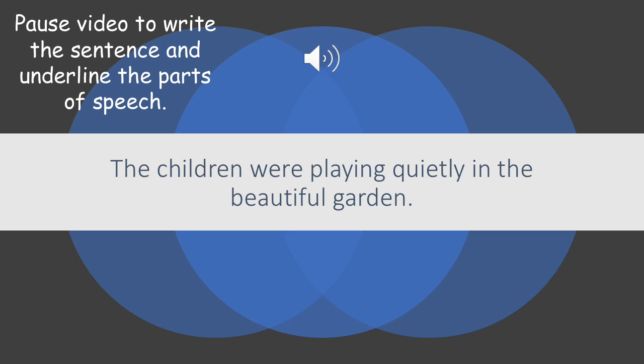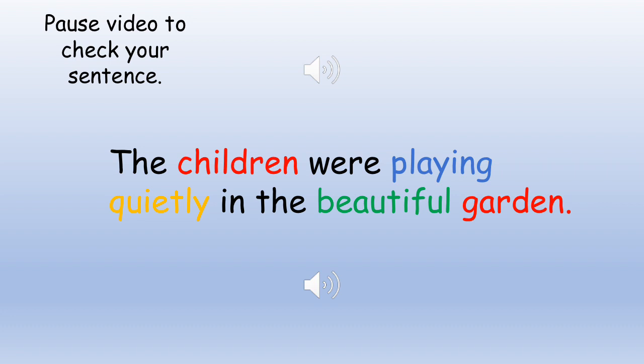The children were playing quietly in the beautiful garden. Children and garden are your nouns. Beautiful is the adjective because it's describing the garden. Playing is your verb. And quietly is the adverb because it's describing how the children are playing.